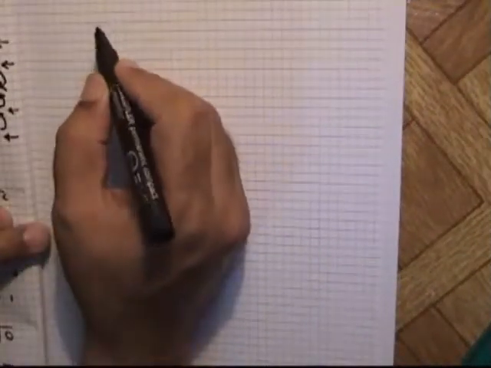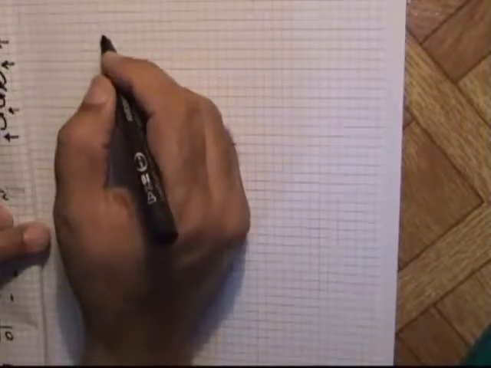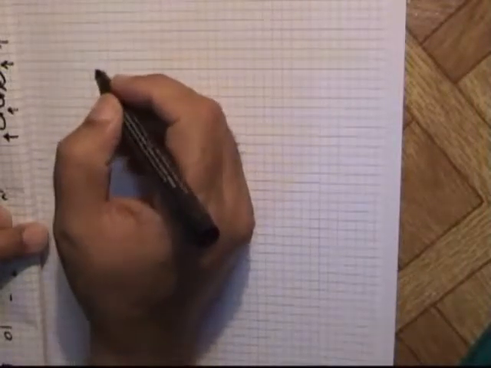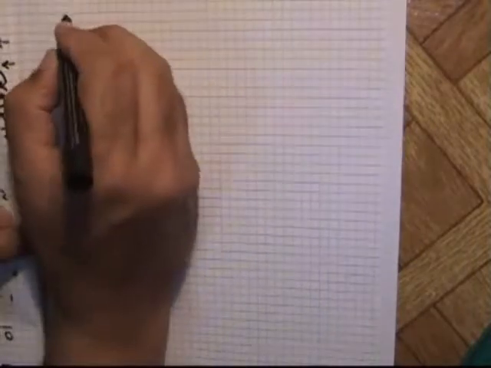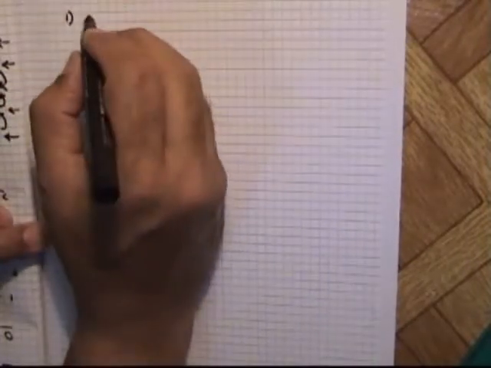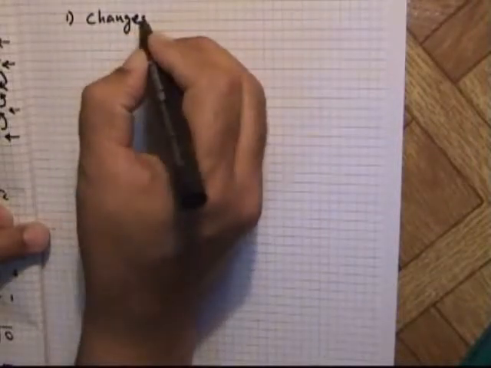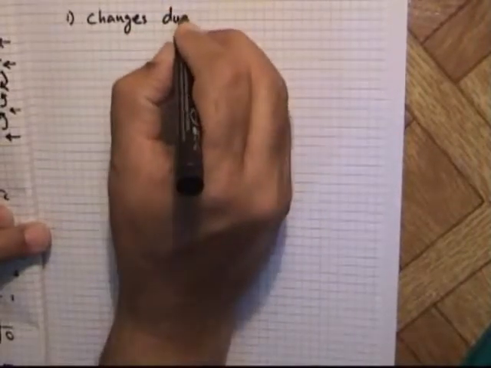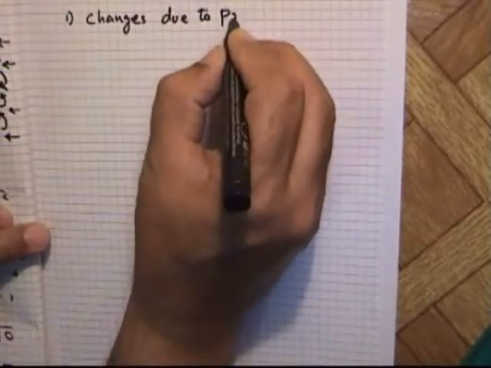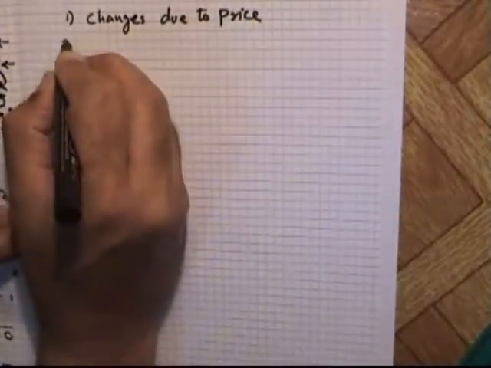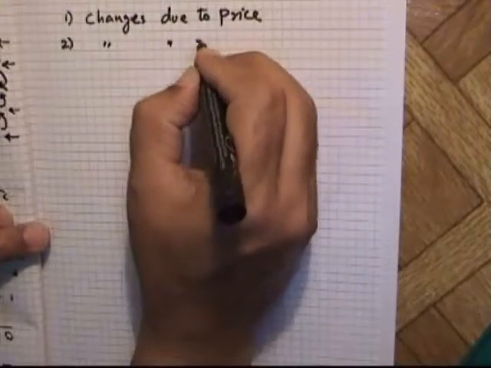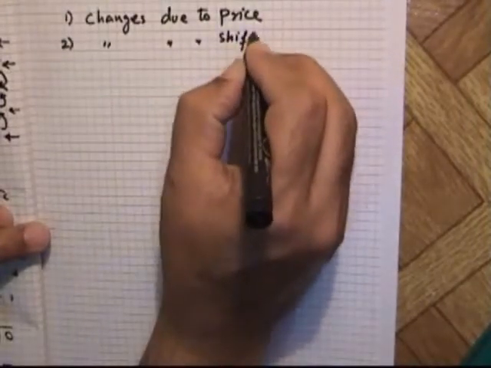In this lesson, I will explain the concept of changes in demand and supply. There are two types of changes. One is known as changes due to price, and second, changes due to shift factors.